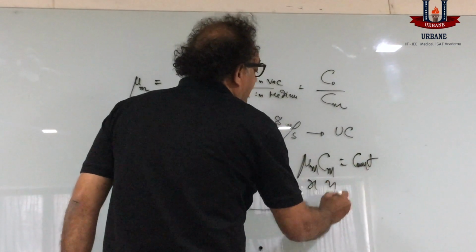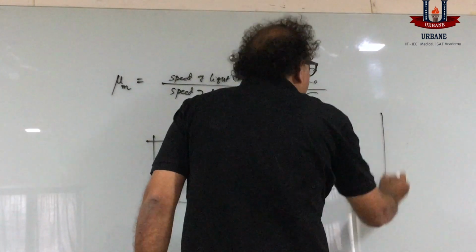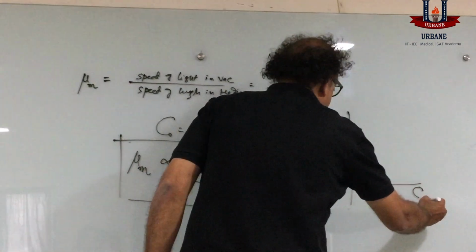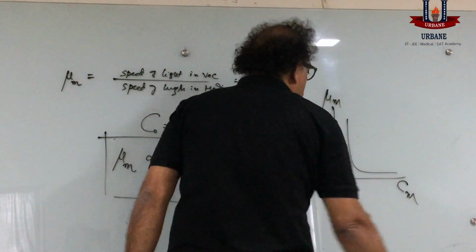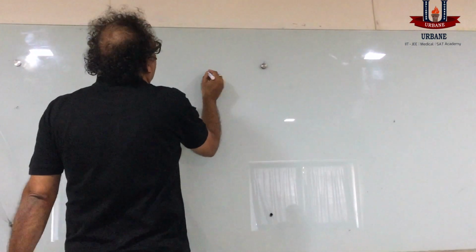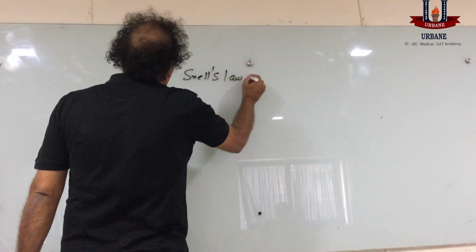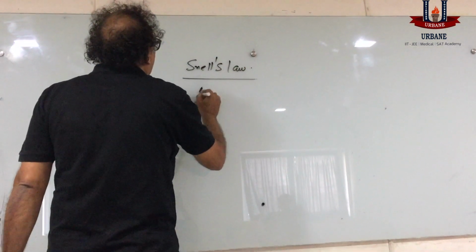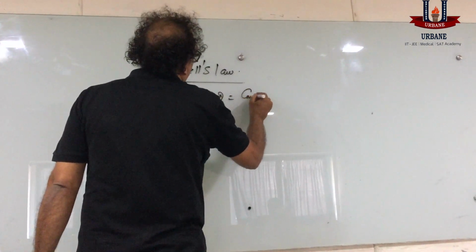This is of the form xy is supposed to be a constant, and if we would like to plot a graph between Cm and mu m, I think what we get is supposed to be a rectangular hyperbola. We'll learn something about what is called Snell's law. Snell's law tells you that the refractive index into sine theta should be a constant.